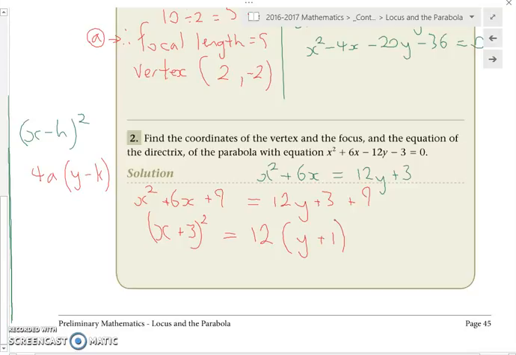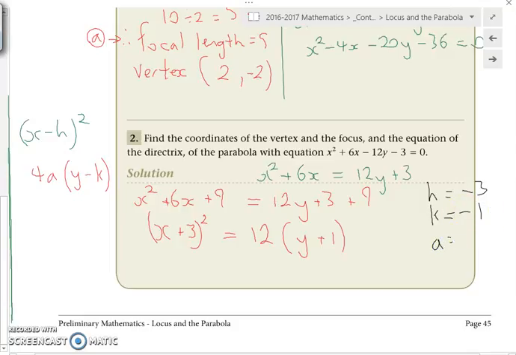So if I change colours, we've got h. What's h, by the way? Is it 3? Is it minus 3? Someone. It's minus 3. And we've got k. What's k? Minus 1. Okay. So the one we're looking for still is a.